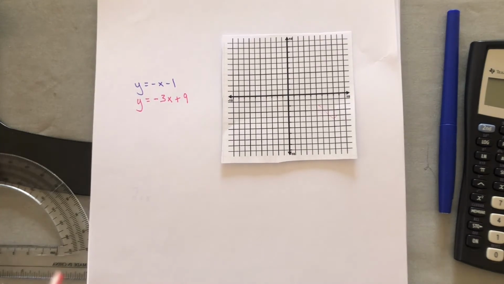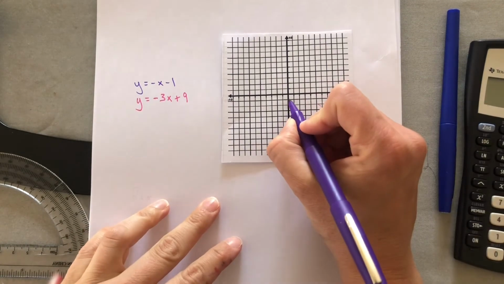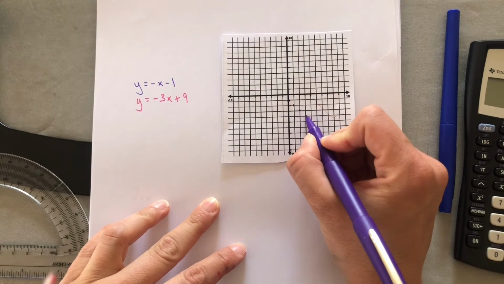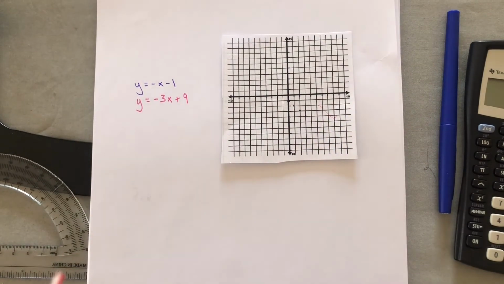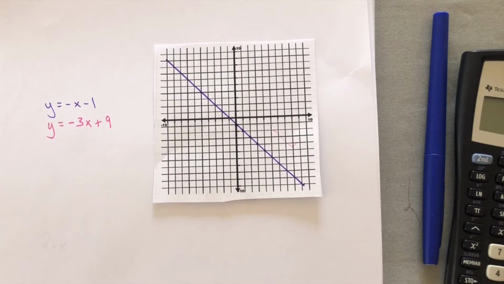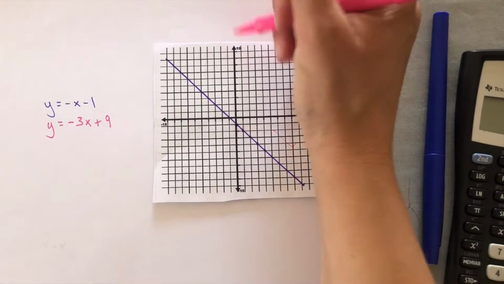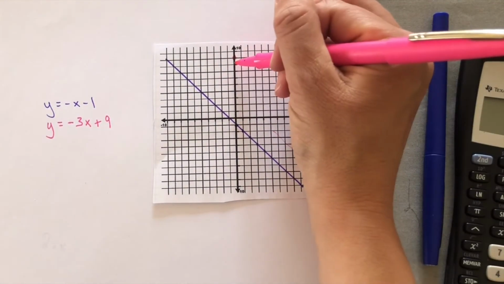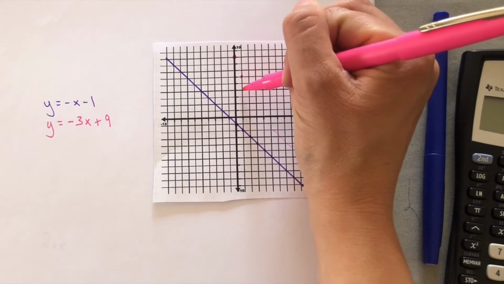So I'm going to use slope-intercept form to graph these two equations. So the purple equation, the y-intercept is negative 1, and the slope is also negative 1. So I'm going to go down 1 over 1. So all those points on the purple line make the equation y equals negative x minus 1 true. Now my second equation is y equals negative 3x plus 9. So my y-intercept is going to be 9. And my slope is going to be negative 3, or negative 3 over 1.